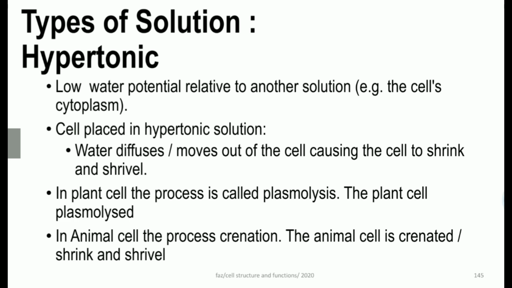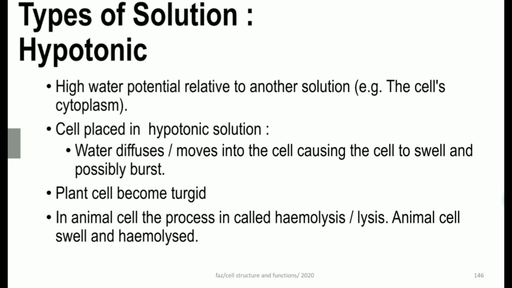However, for the animal cell, the process of water diffusing or moving out of the animal cell is the crenation process. The name of the process is crenation. So what is the condition of the animal cell after the water diffuses or moves out from it? The animal cell will become crenated, shrink and shrivel. So you have to bear in mind the different process names for plant cell and animal cell.